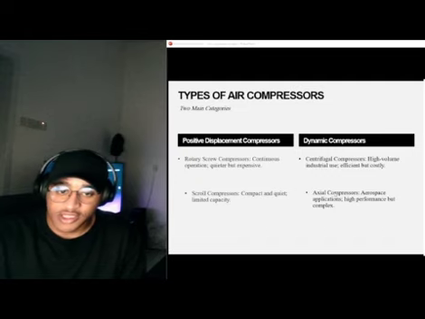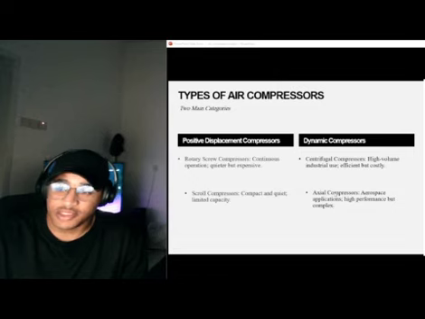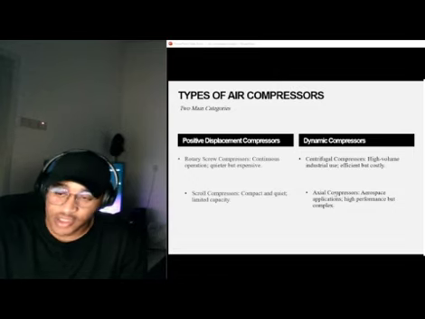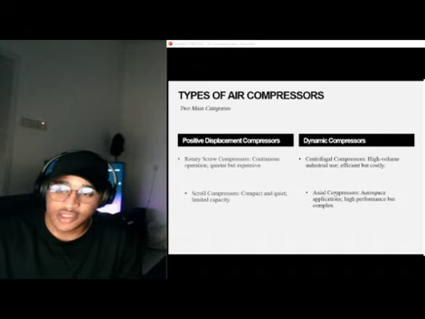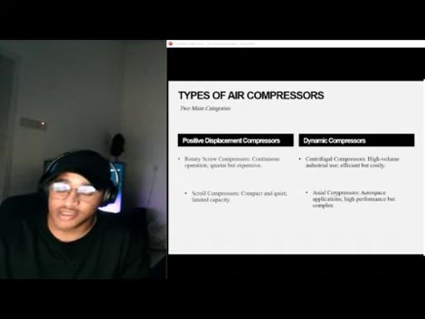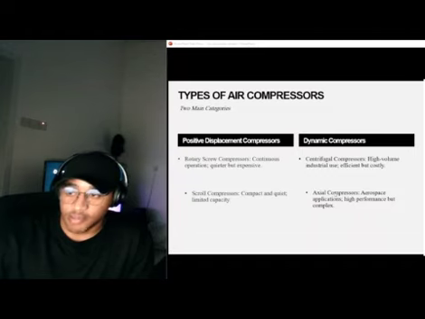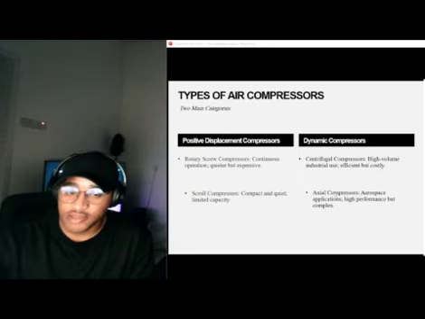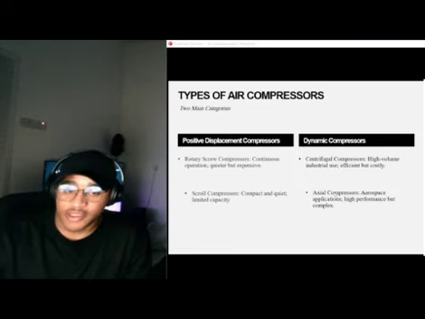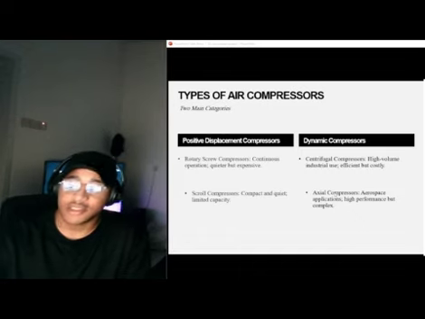The rotary compressor has continuous operation and is quieter, but the disadvantage is that it's expensive. After this slide, I do a table comparing those compressors. The second one is the scroll compressor: compact and quiet, but it has limited capacity.